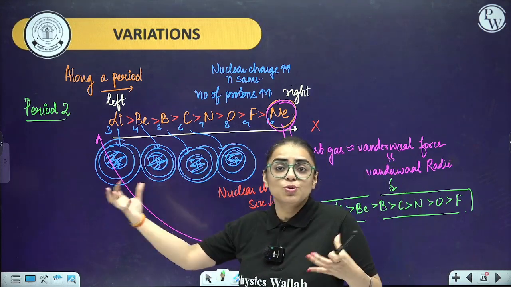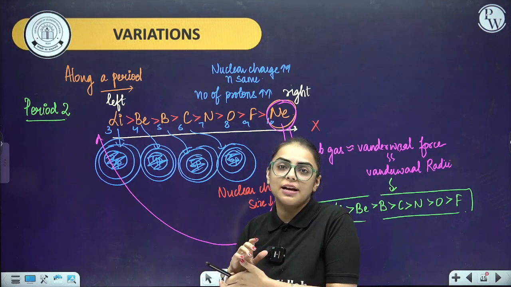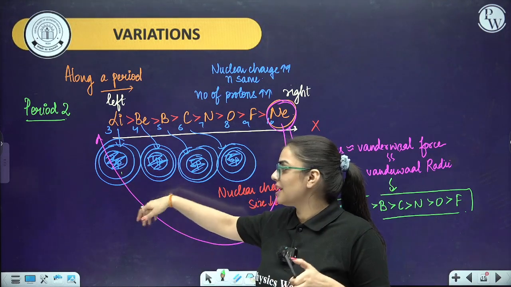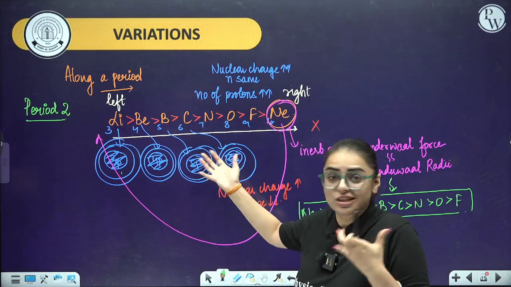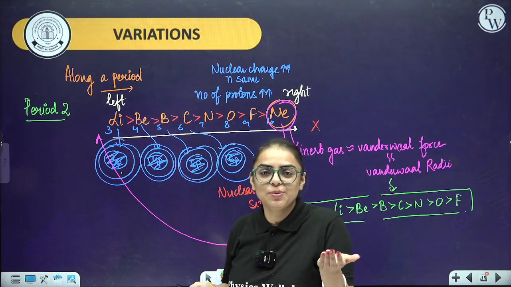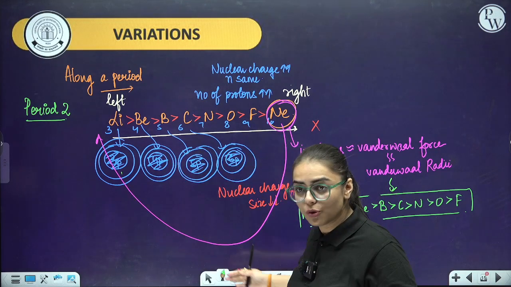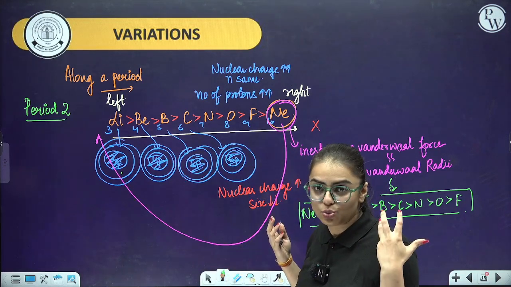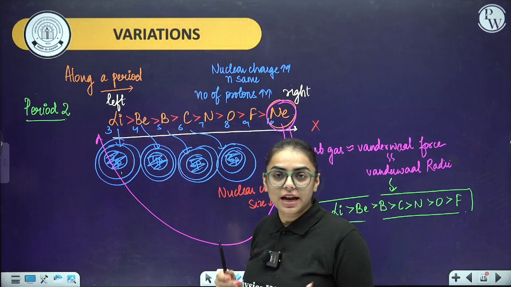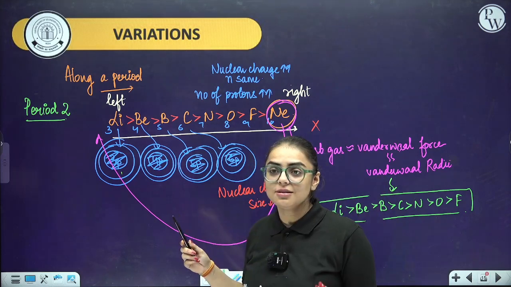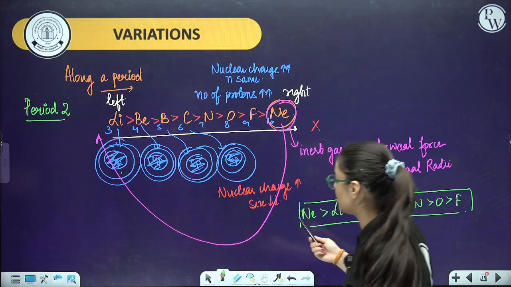More the protons, more will be the attraction because more people will attract it, right? Here only 3 people are attracting, then 4 are attracting, 5 are attracting, 6 more are attracting. I'm saying people over here just to understand so that you can correlate it properly. There are more protons to attract the electron, right? Positive and negative attract each other. So that means nuclear charge increases, so size will decrease because they're inversely proportional.